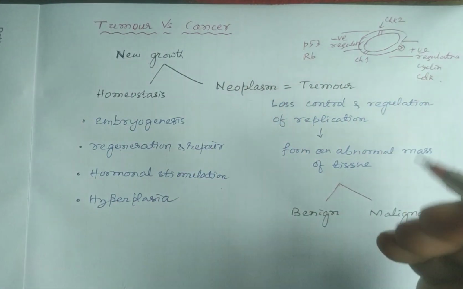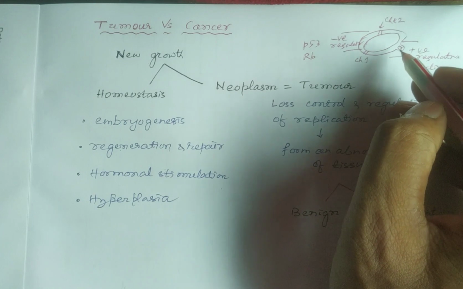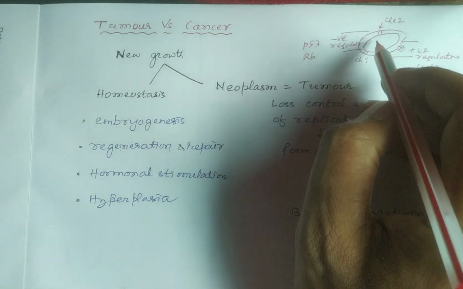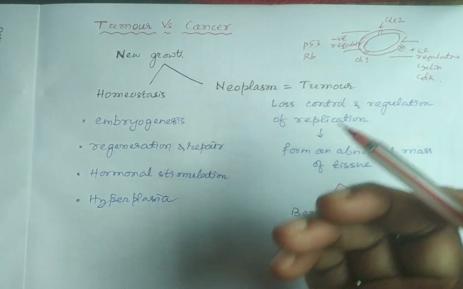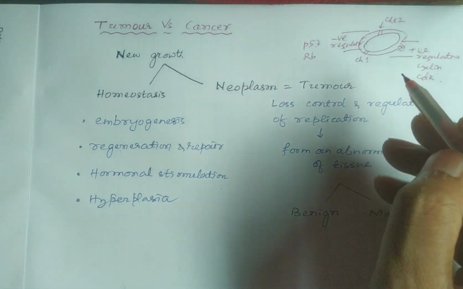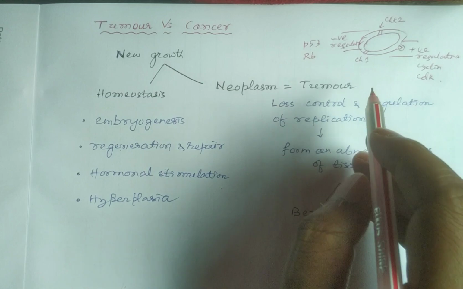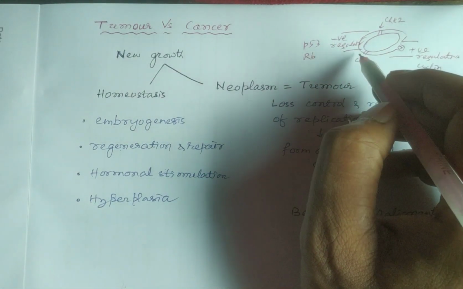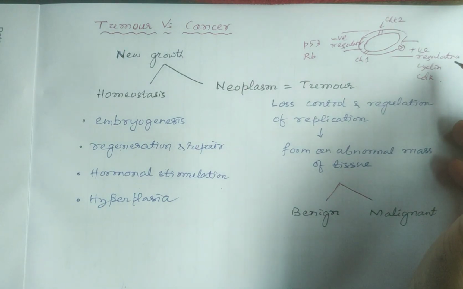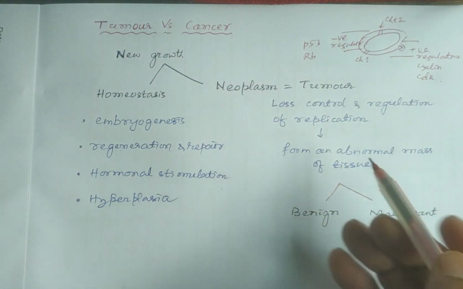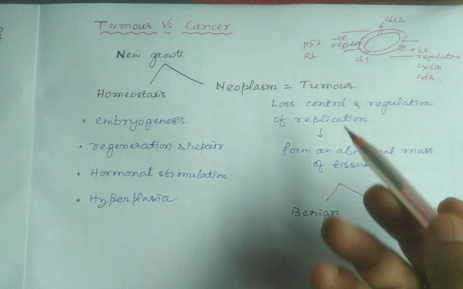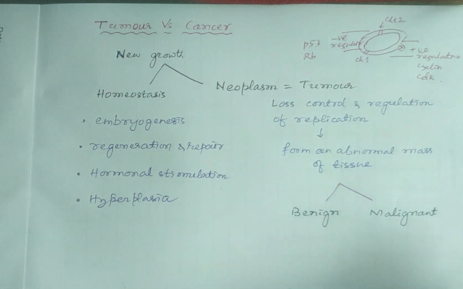So, usually if there is abnormal cell division, then the negative regulators stop the DNA synthesis, and repair takes place. However, if there is mutation of these negative regulators or activation of these positive regulators, then there will be formation of an abnormal mass of tissue, that is called the tumor or neoplasm.